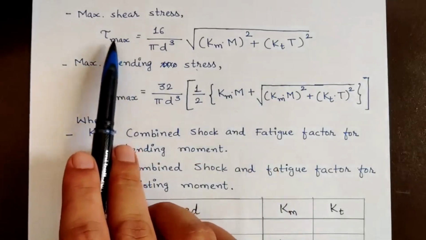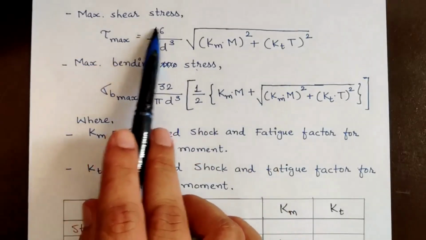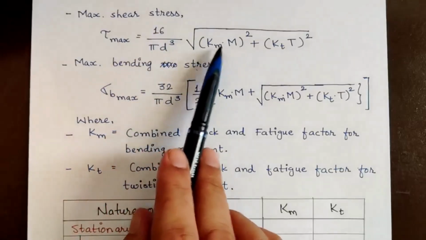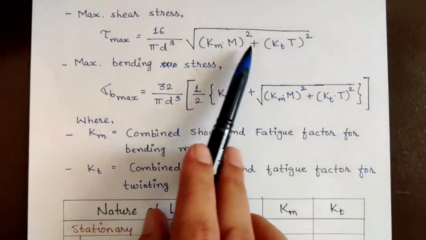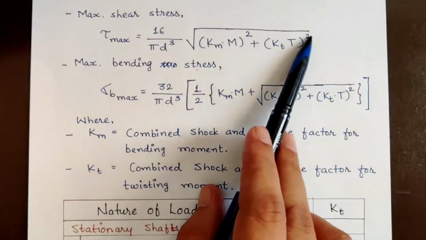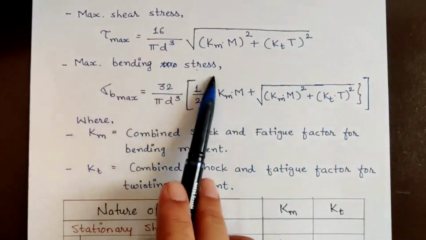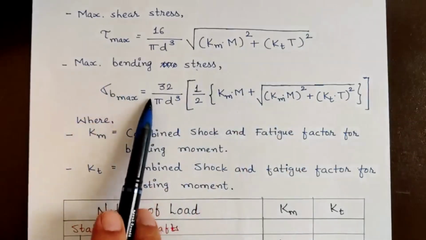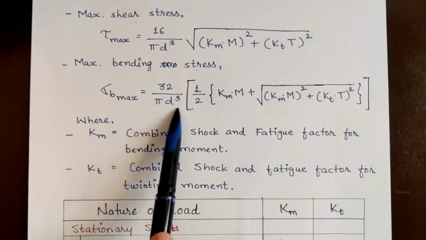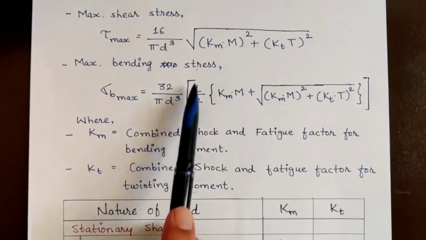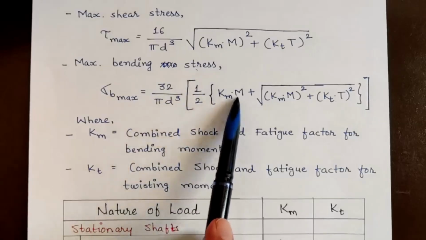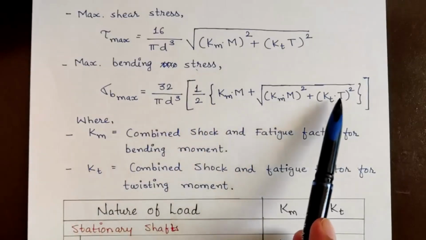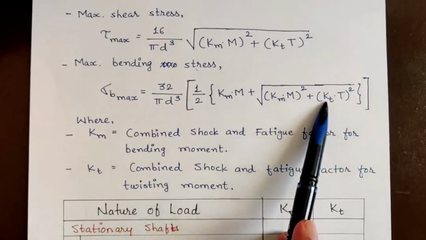In the first equation, we will get tau max is equal to 16 by pi d cube into root of (Km into M) whole square plus (Kt into T) whole square. And in the maximum bending stress equation, we will get sigma b max is equal to 32 by pi d cube into bracket, 1/2 of M multiplied by Km, similarly here, and T will be multiplied by Kt.